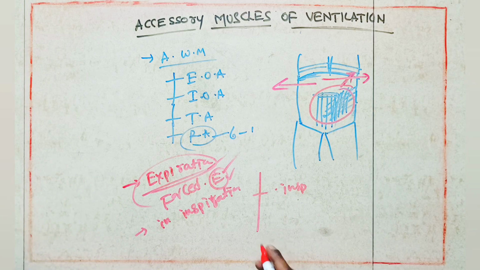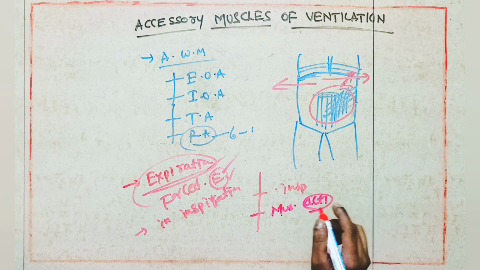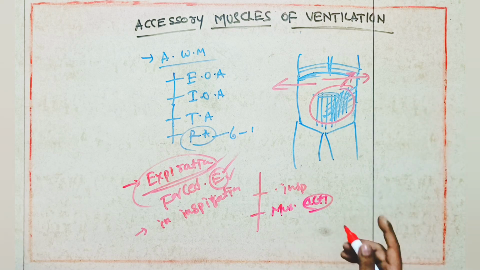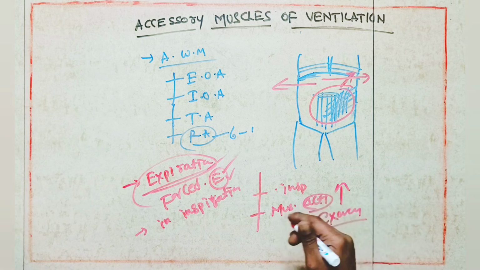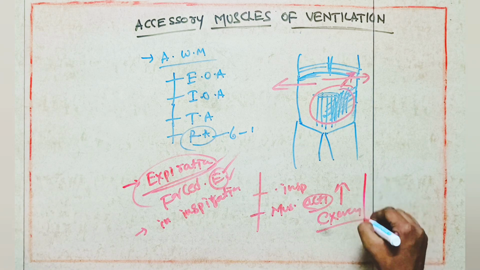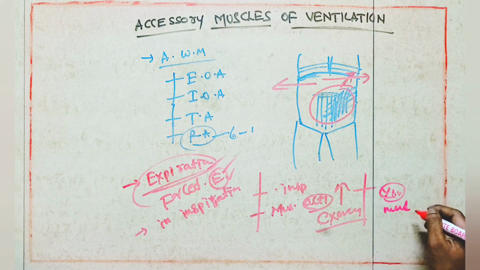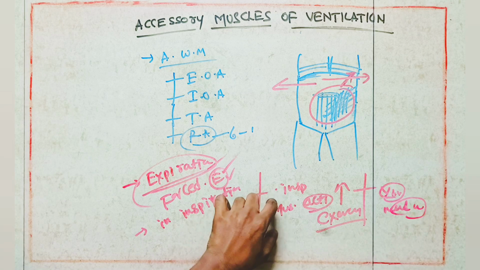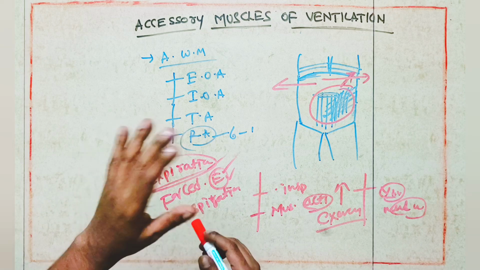At the same time, the muscular activity of the abdominals increases during exercise. When we are doing exercise, the muscle activity will increase. Why will it increase? Because more ventilation is required. At that time the muscle activity also will increase. Okay, this is about the accessory muscles of ventilation.